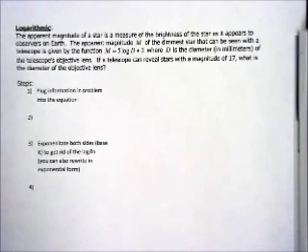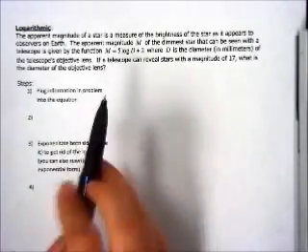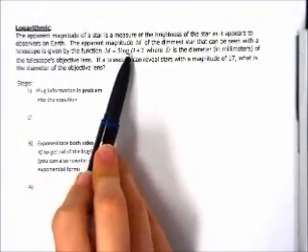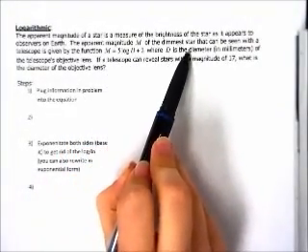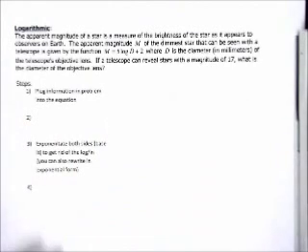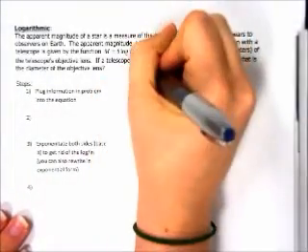The other type of problem we're going to look at, which we'll solve similarly with the same concept, is logarithmic equations. Here it tells us the apparent magnitude of a star is a measure of the brightness of the star as it appears to observers on Earth. The apparent magnitude m of the dimmest star that can be seen with a telescope is given by the function m equals 5 log d plus 2, where d is the diameter in millimeters of the telescope's objective lens. The telescope can reveal stars with a magnitude of 17. What is the diameter of the objective lens?